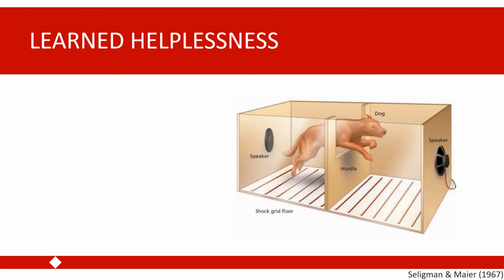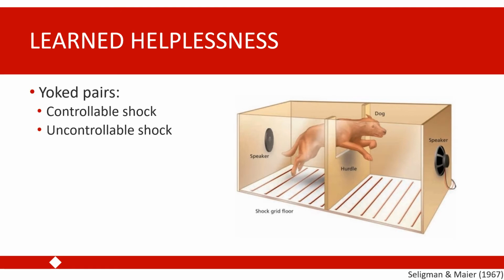This chamber was constructed so that the floor was electrified and could administer an aversive shock. It was painful but not physically harmful. And the chamber was separated by a low wall that the dog could jump over. In this study, there were two groups of dogs, and they were in yoked pairs, and I'll explain what that means in a second.